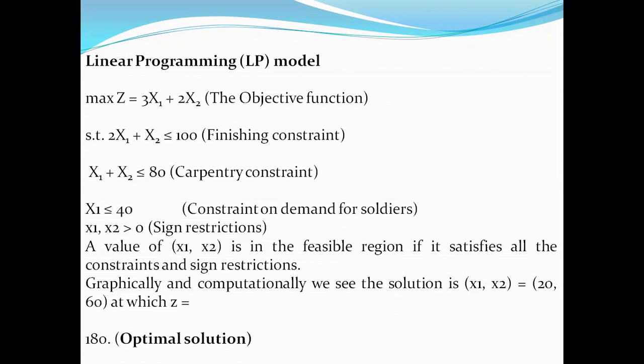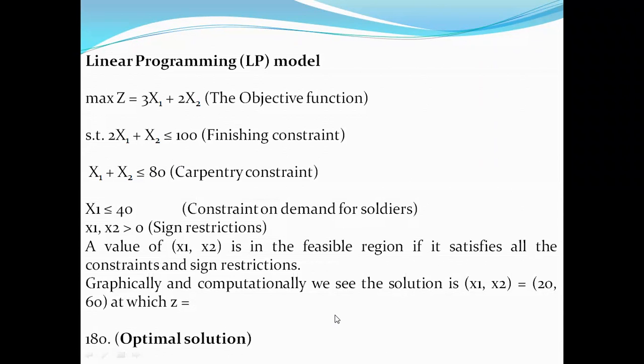And upon summation of both these values, we look at how many working hours are being taken. How many working hours exist in a day? For carpentry it is 80, and for finishing it is 100. So how much overall time for manufacturing both the soldiers and trains has been taken? 100 plus 80, that is 180. That is the basic optimal solution to be analyzed.